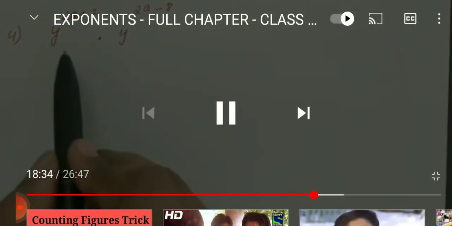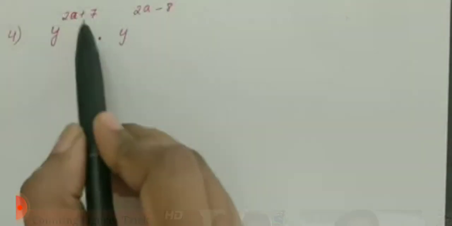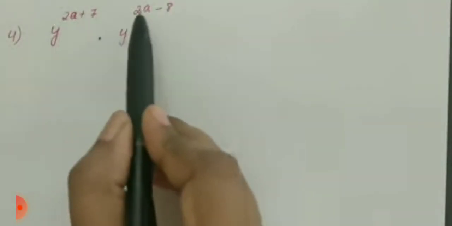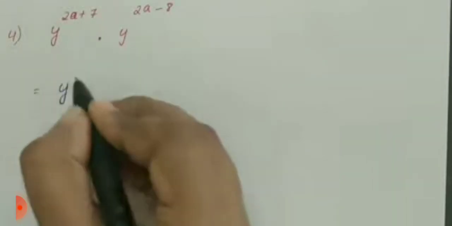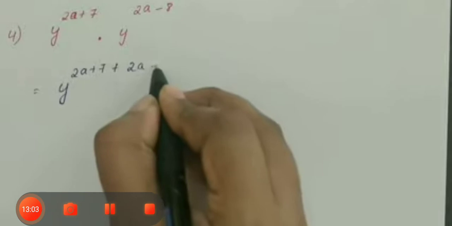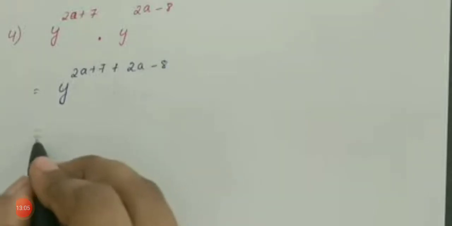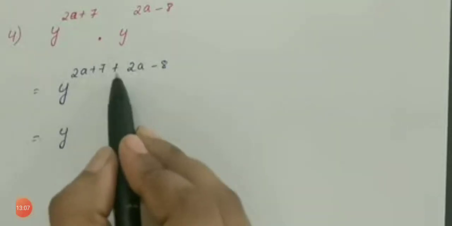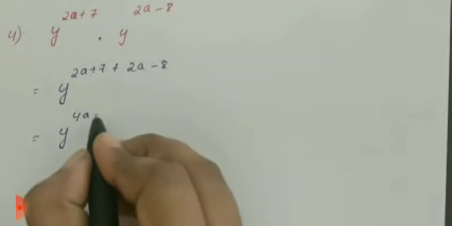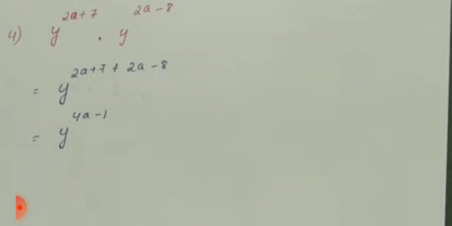Fourth problem, it is in the form of a to the power of m into a to the power of n, which is equal to a to the power of m plus n. So it is equal to y to the power of 2a plus 7 plus 2a minus 8, equal to y to the power of 2a plus 2a, 4a, 7 minus 8 equal to minus 1.